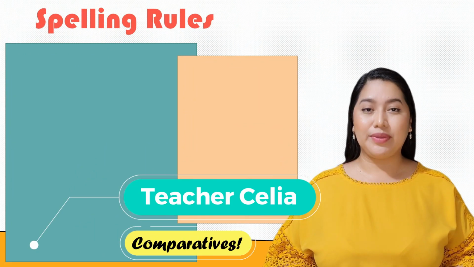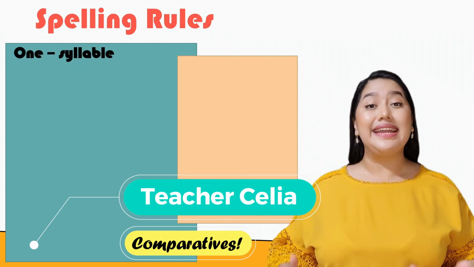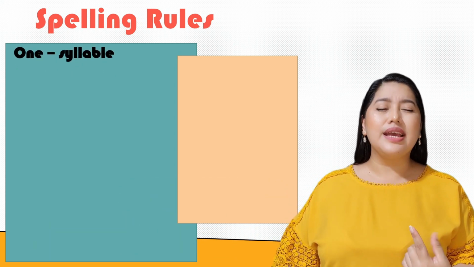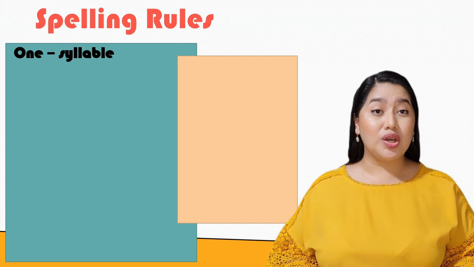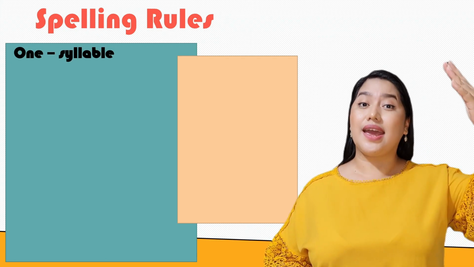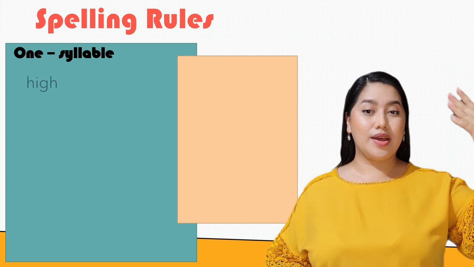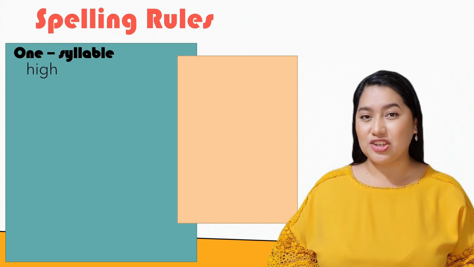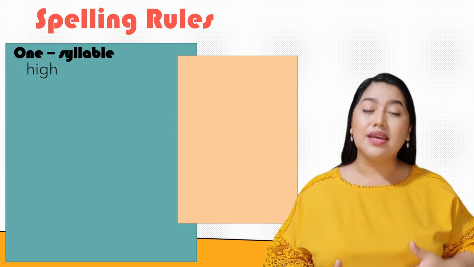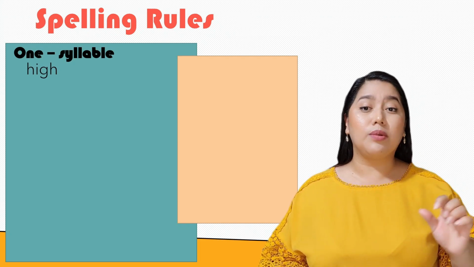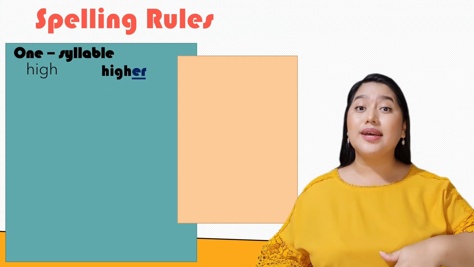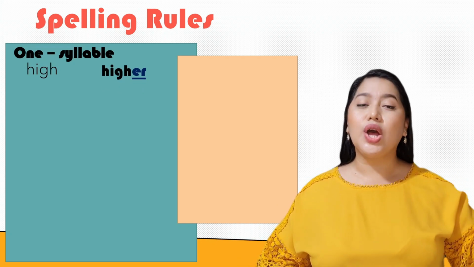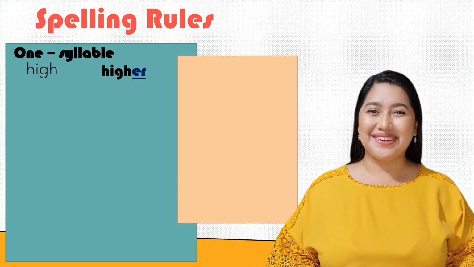Spelling rules here. What happens if you have an adjective with one syllable? For example, you can say something like high. What happened there? Well, if you have a one-syllable adjective, you need to add the syllable er. For example, high becomes higher. High, higher.